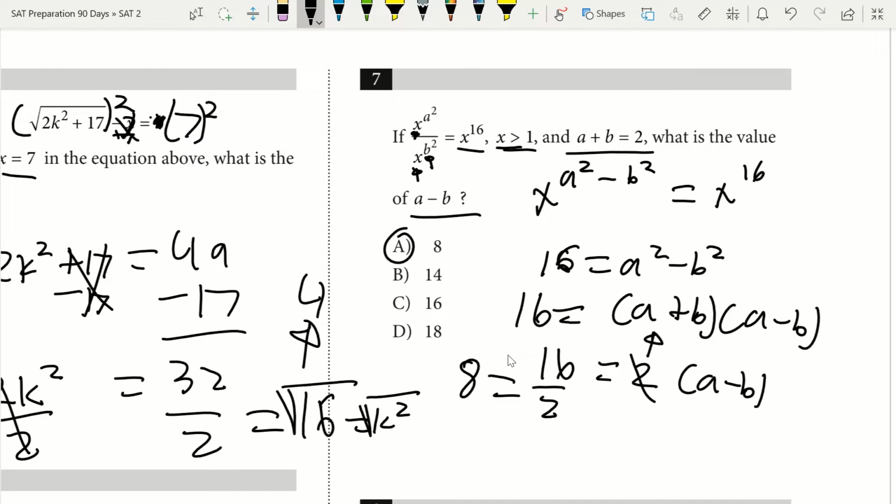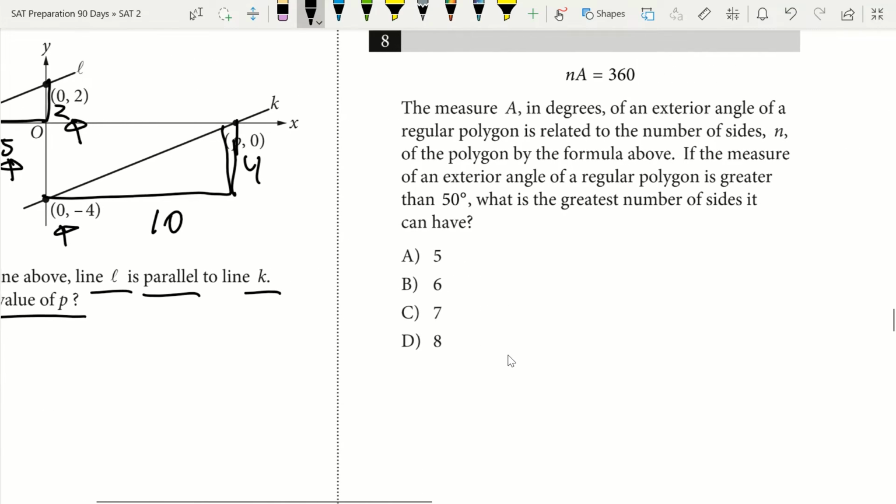All right, number 8. Okay, number 8's right here. Measure A in degrees of an exterior angle of a regular polygon is related to the number of sides of the polygon by the formula above.